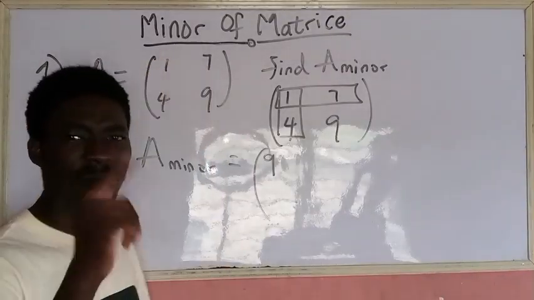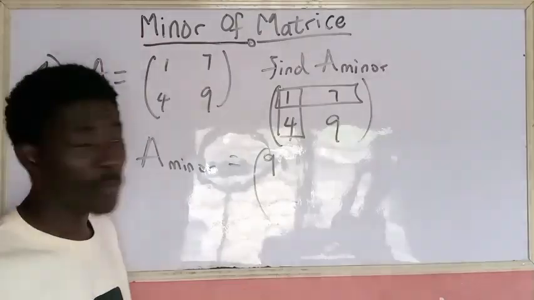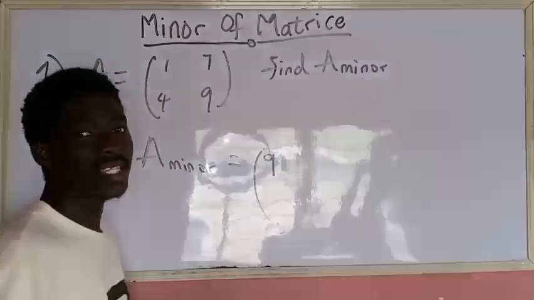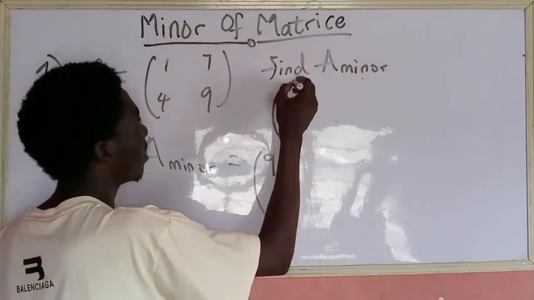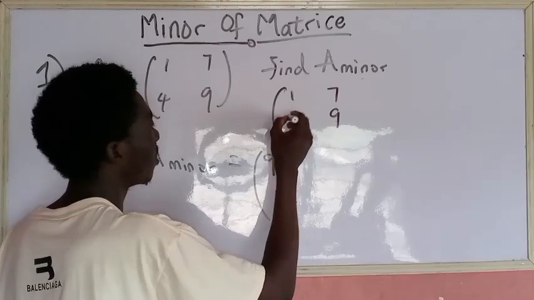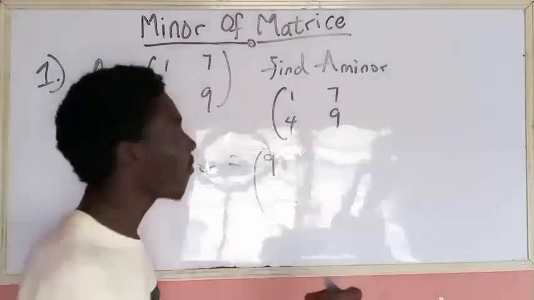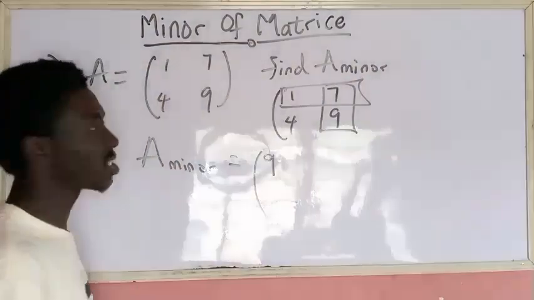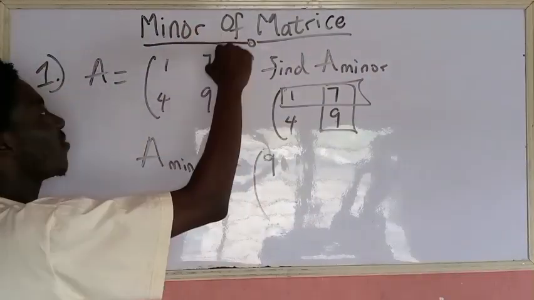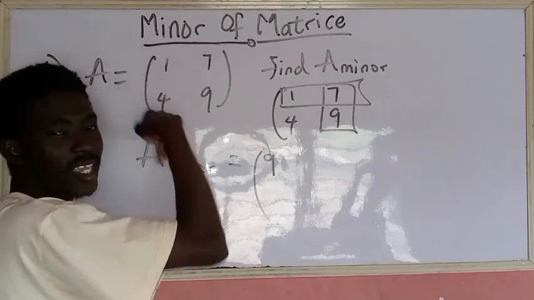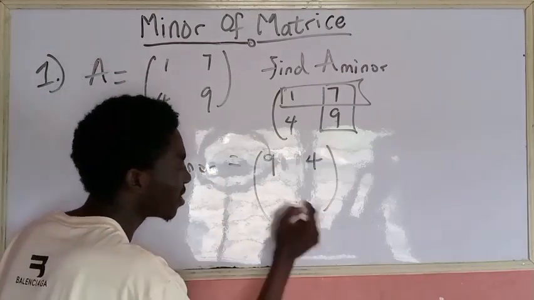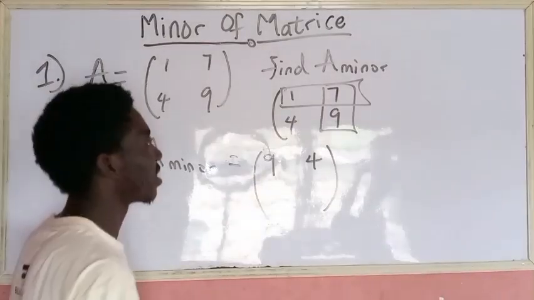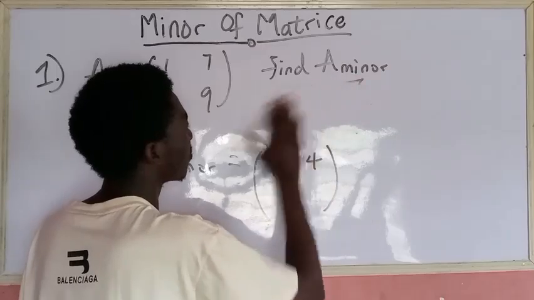Next, let's take the minor of 7. The minor of 7 will be from 1, 7, 9, 4. We cover this column and cover this row. So 7 covers this column and this row, and I'm left with a 4. So a 4 will be here. Good, so I've got the minor of that element.